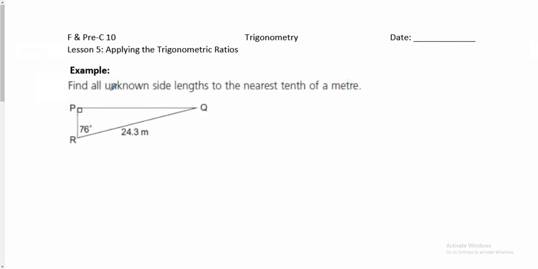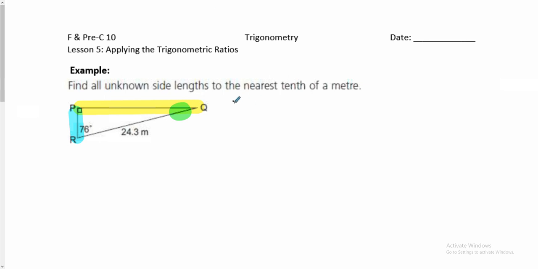Let's do another one here. This is find all unknown side lengths to the nearest tenth of a meter. What we're going to do is find all the missing bits. So we're going to find here, we're going to find here, and we're going to find here. And then I'm going to write it out too.